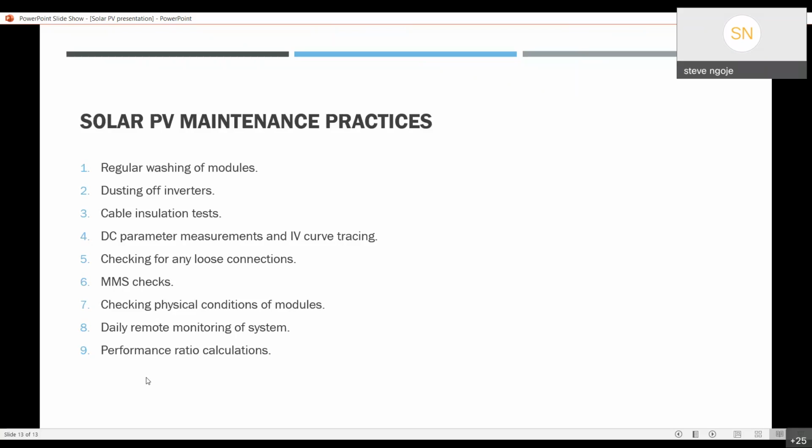MMS, these are module mounting structure checks. You need to check them to make sure they're not rusting and they're in proper working condition. Then checking the physical condition of modules. Just walk around. Are they clean? Are they properly secured? Or maybe a wind blew recently and they're loosening. You need to check that. You need to make sure that none of them is broken, if any.